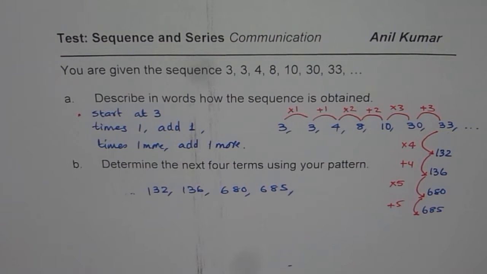So what you're doing here is that you start with the number 3, multiply the number by 1, then to get the next number add 1, then the next number is multiply by 1 more than what you did the previous time. So multiply by 2, and add 1 more than what you did previous time, that means add 2, right? So that is the sequence to be followed to get this pattern.